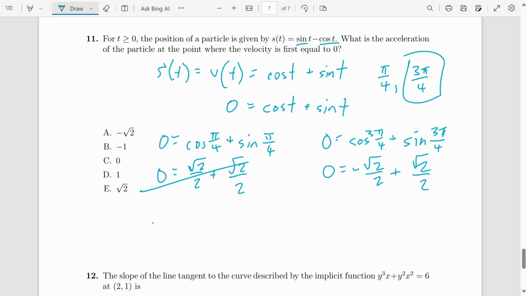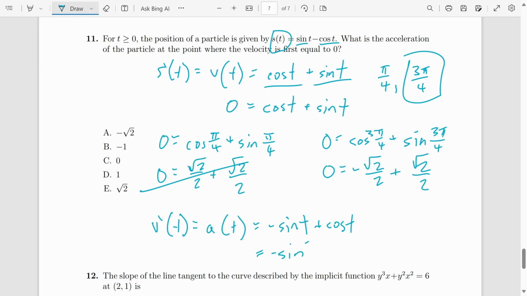Our acceleration function is just v prime of t. So the second derivative of our original s of t is going to be the derivative of cosine of t, which is negative sine of t, and the derivative of sine of t, which is cosine of t. So we've got that now. Now just plugging in 3 pi over 4 for these t's, we get negative sine of 3 pi over 4 plus cosine of 3 pi over 4.